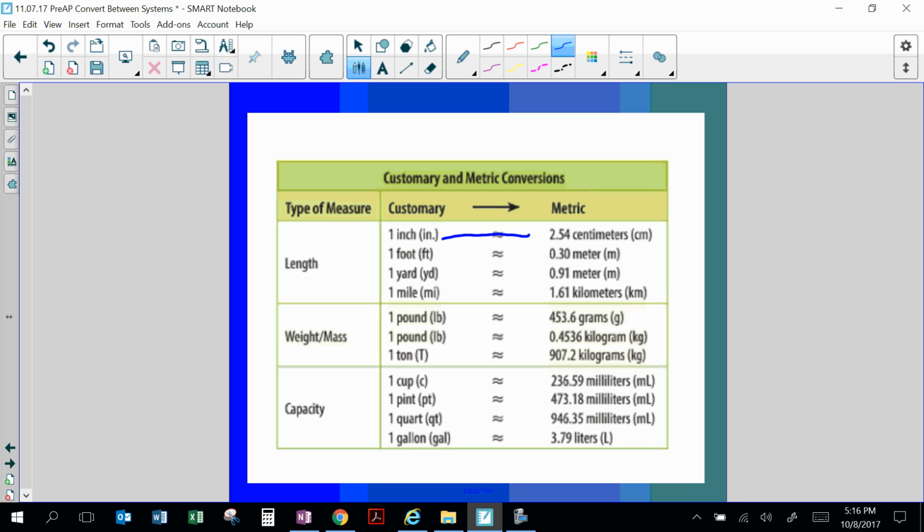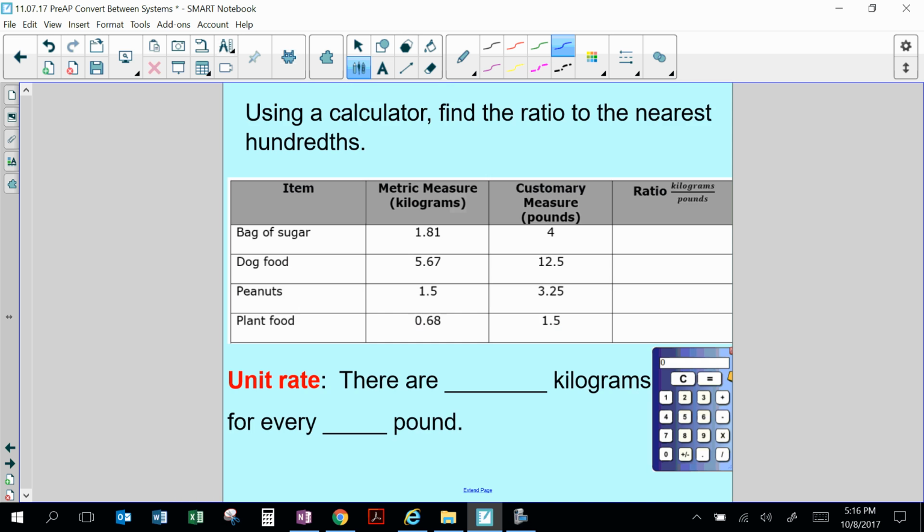To check your work, it may be right here. Very nice. We did a good job. Here it says 1 cup is about 236.59. We said 236.6. So we did a pretty good job with the ratio.